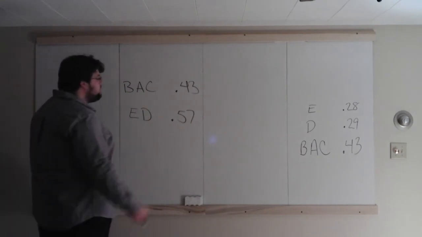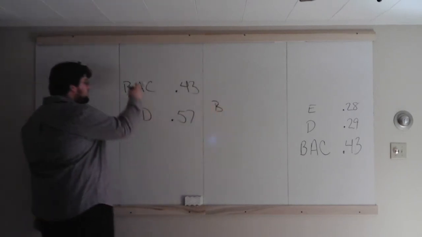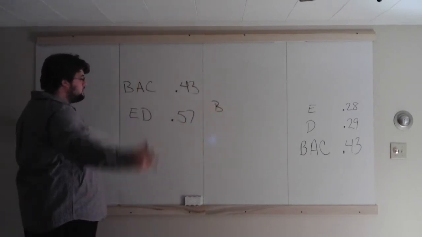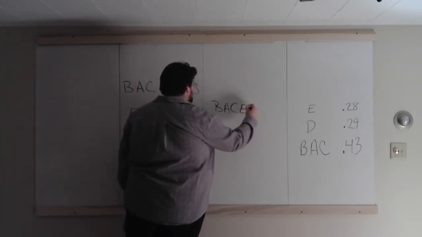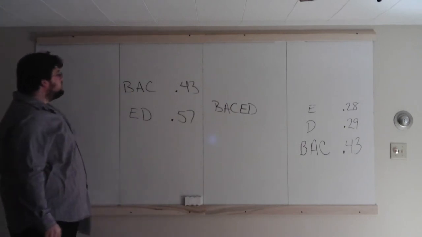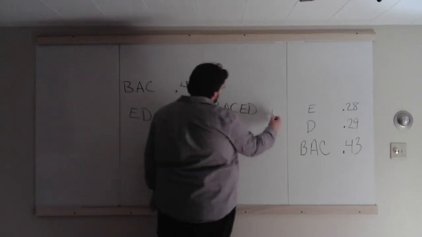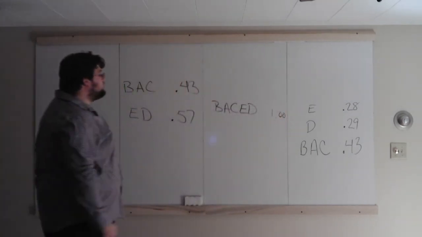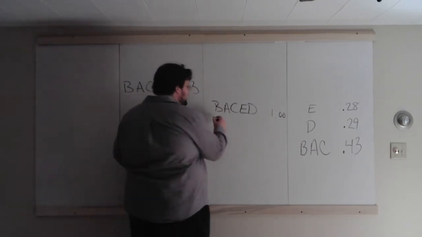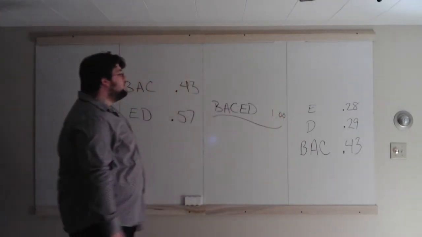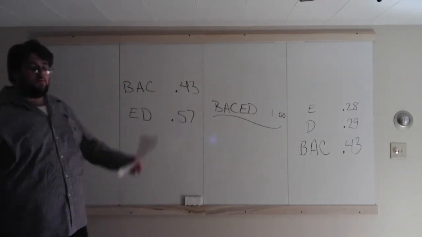And then we have just one more step, combining these two. We're still going to combine the lowest two probabilities. In this case, the lowest two cover everything. So we're going to write them again with the lower one on the left, BACED, and this occurs 100%. One of those occurs 100% of the time. So once we get here, that is all of the work we need to do to set up what we're going to do.